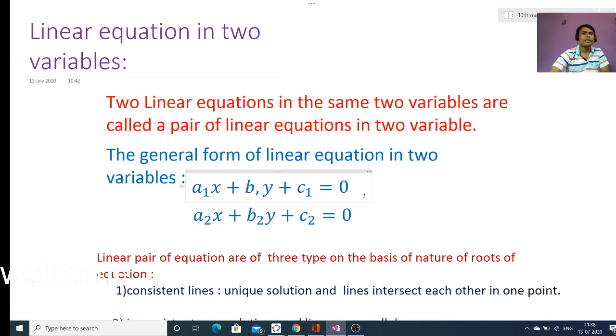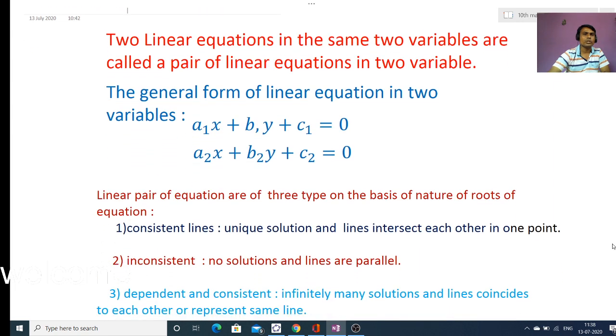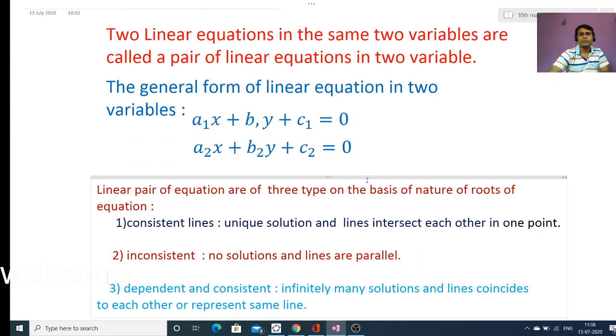The general form of linear equations in two variables is a1x plus b1y plus c1 equals 0, a2x plus b2y plus c2 equals 0. And what is the solution for these two lines? An ordered pair represents a point, and if that point satisfies both of these equations, you call it a solution of these two equations. That point lies on both lines. It satisfies both equations, which means it lies on both lines.